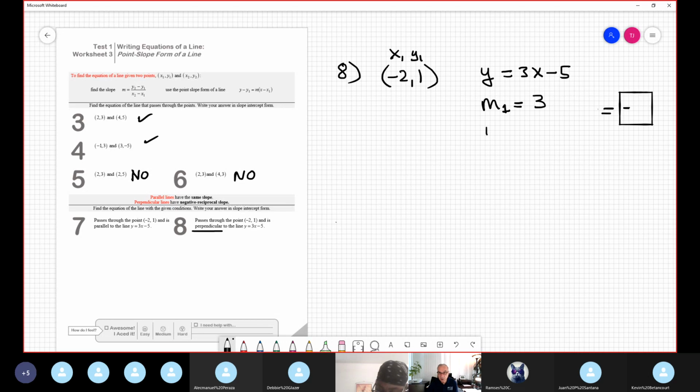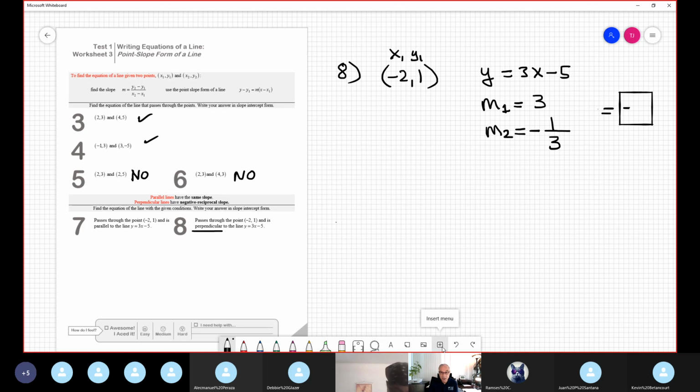Perpendicular means the slope of the new line is the reciprocal of that, 1/3, and the opposite sign. Please don't forget to flip it. 3 is a whole number, so in my mind it is 3/1. When you flip it, it's 1/3. This is positive by default because there is no sign, so you change the sign, opposite sign, get negative. So it's negative 1/3. It's the slope of the new line that we need to find the equation.